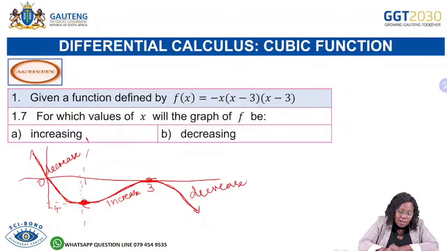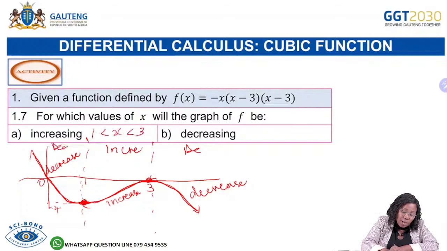So we are having a cut off here. So this is the position where we are having the increase. And then this one is the decrease, and this side is also a decrease. So for increase, first solution there, that means our x must be between 1 and 3. That is the increasing position.